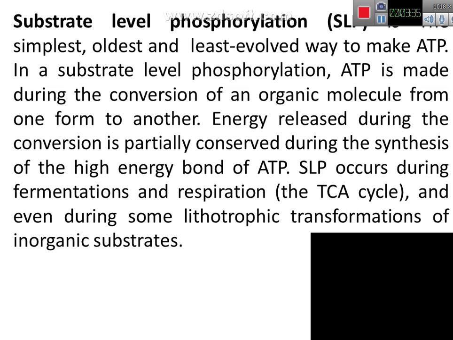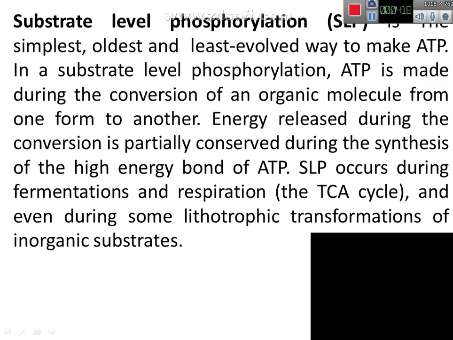So this is substrate level phosphorylation. In substrate level phosphorylation, usually it is the simplest and the least evolved way to make ATP. This is the simplest, oldest usual metabolic pathway to make ATP in the early evolved microorganisms. So in substrate level phosphorylation, ATP is made during the conversion of an organic molecule from one form to another.